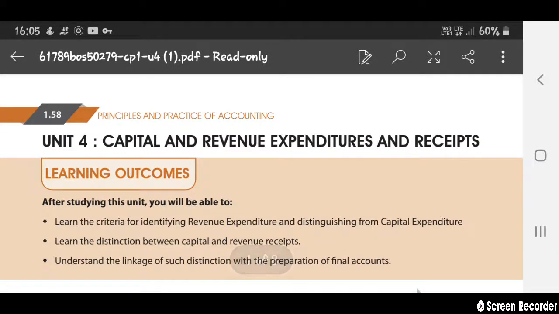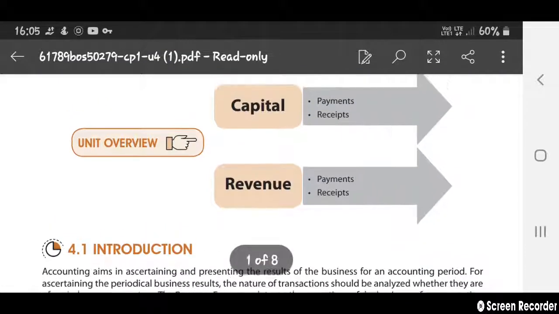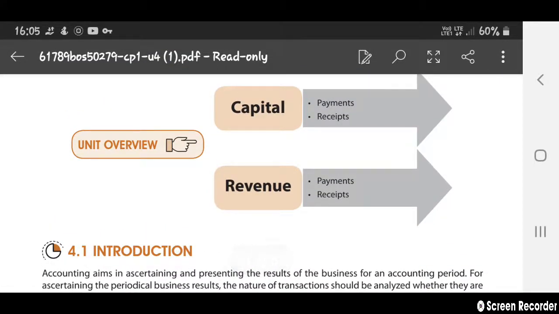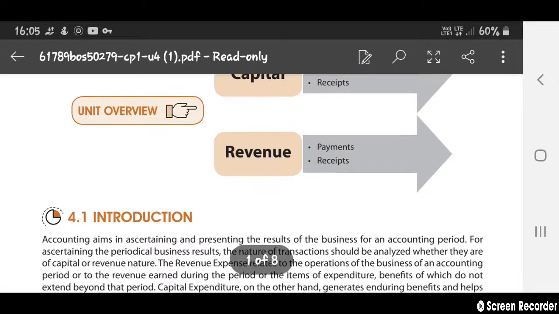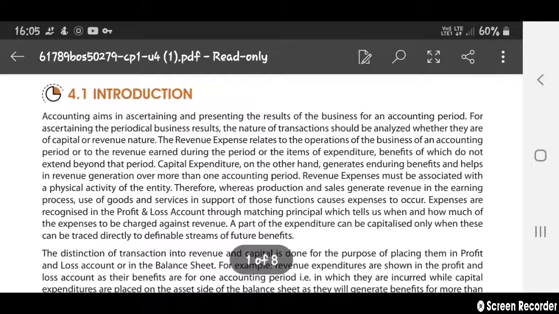I'm in coaching center. Today I'm going to explain the fourth chapter of the principles and practice of accounting: capital and revenue, expenditures and receipts. Capital has payments and receipts, and revenue also has payments and receipts. So, an introduction to capital and revenue.